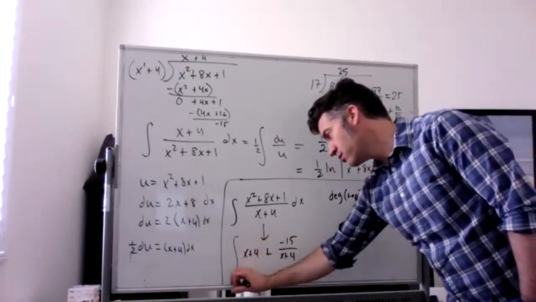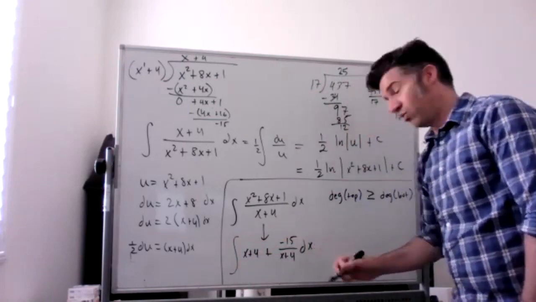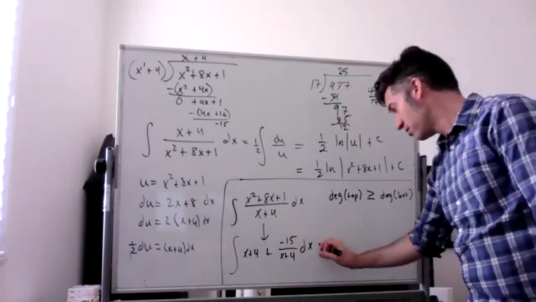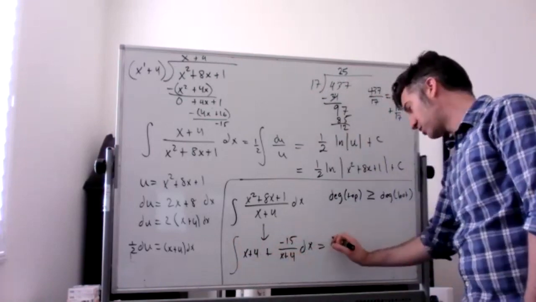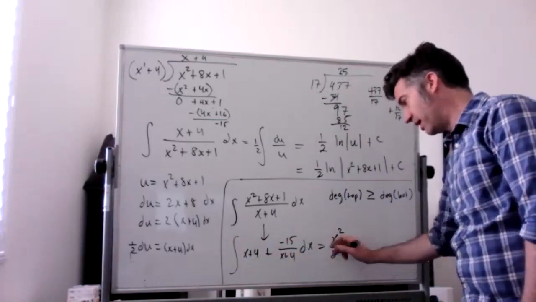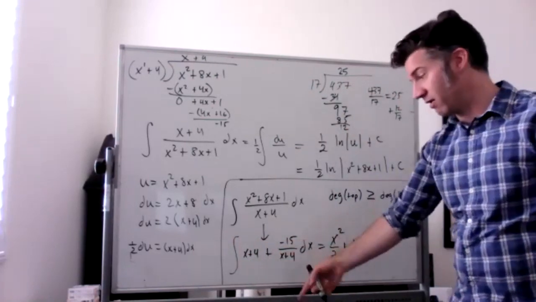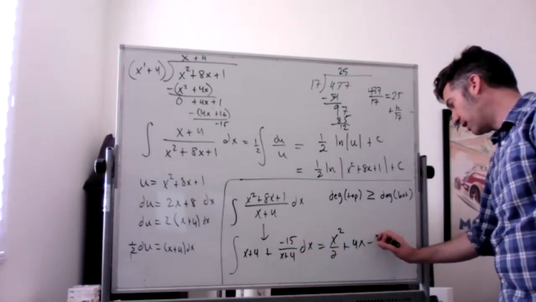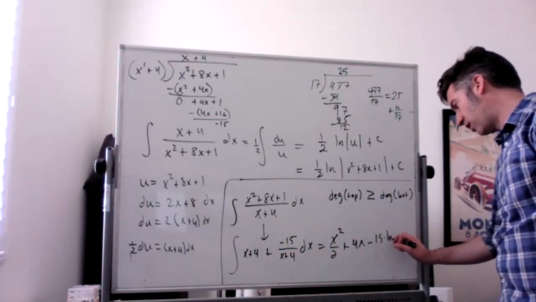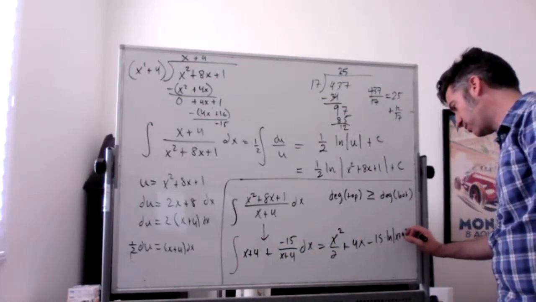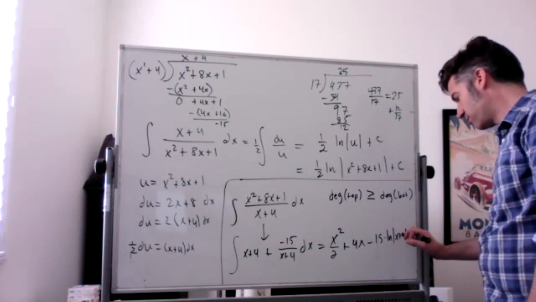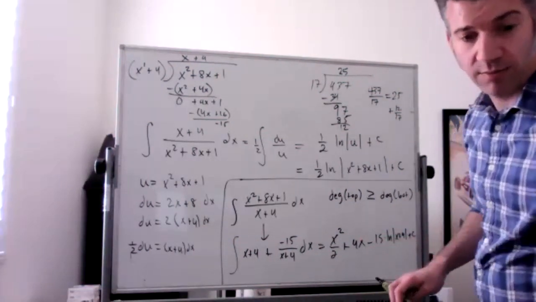And then we can integrate that. The antiderivative of x is x squared over 2. The antiderivative of 4 is 4x. And the antiderivative of negative 15 over x plus 4 is minus 15 times the natural log of the absolute value of x plus 4 plus c. Questions here?